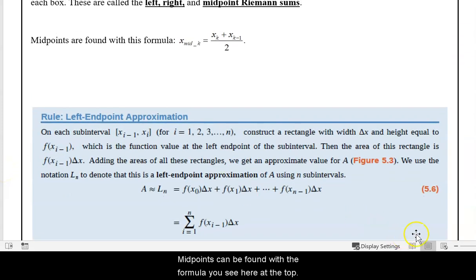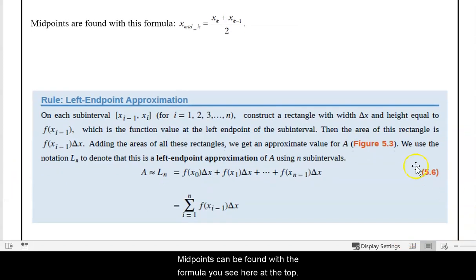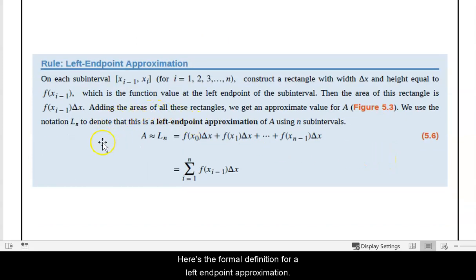Midpoints can be found with the formula you see here at the top. There is another formula for midpoints, which I will show you later on. This one just says, if you have a rectangle, add their 2 points together and divide by 2. In other words, average the 2 ends of the box, and that will get you the midpoint. Here's the formal definition for a left endpoint approximation. This is using a great deal more jargon, and you will see some i's minus 1 and sub i's.